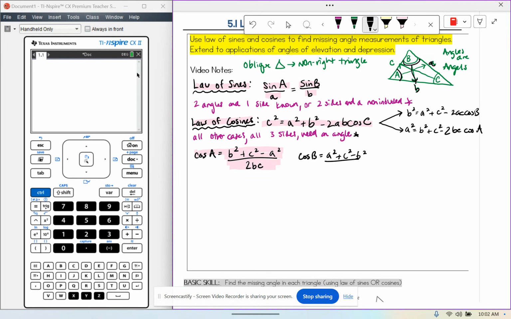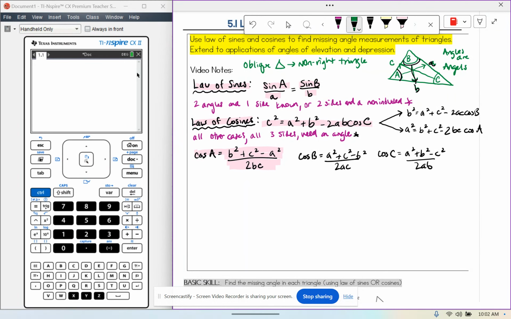You could start making generalizations in your head now, right? If I'm looking for angle B, then A and C are going to be the two pieces on the bottom, and I'm going to be subtracting off the B squared. And if you're looking for angle C, you would have A squared plus B squared, subtracting off the C squared, and then down below you should have 2AB. Okay, so you don't need to memorize these, but you can use them if you want.